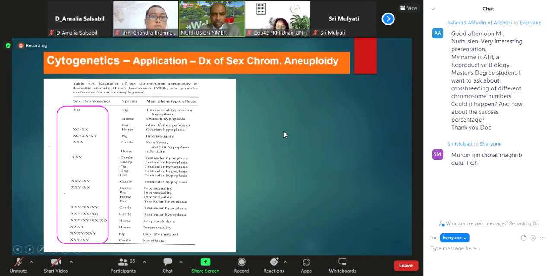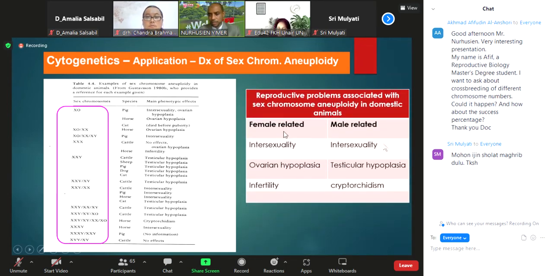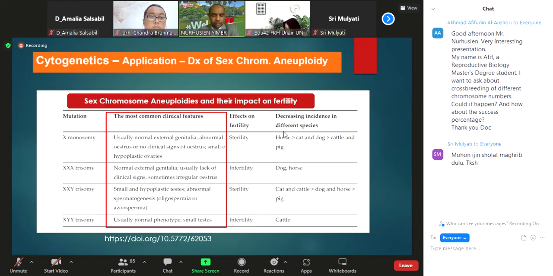As you can see here, intersexuality, ovarian hypoplasia. I tried to summarize it here. What you see in those females is intersexuality, ovarian hypoplasia, and also infertility. In the case of males, also intersexuality, testicular hypoplasia, and cryptorchidism are reported as associated with this sex chromosome aneuploidy. This is again sex chromosome aneuploidy, with more detailed clinical manifestations reported.